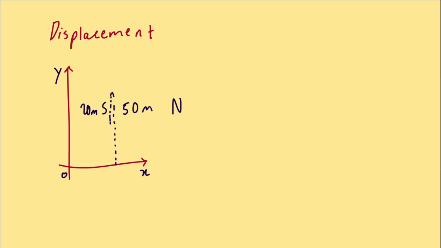The total distance you've traveled, so distance traveled is 70 meters. 50 meters plus 20 meters, 70 meters. However, your displacement is 30 meters. Because the definition of displacement is how far you are from your starting position. You're 30 meters north from your starting point. So displacement is a quantity with magnitude and direction. Magnitude being 30 meters here and direction being north.